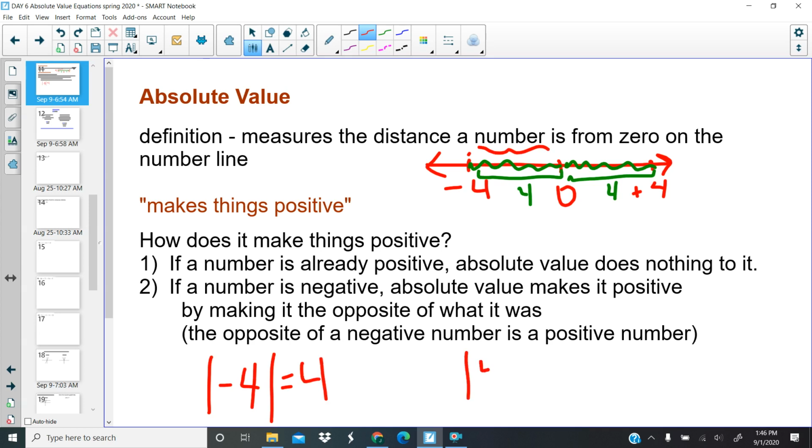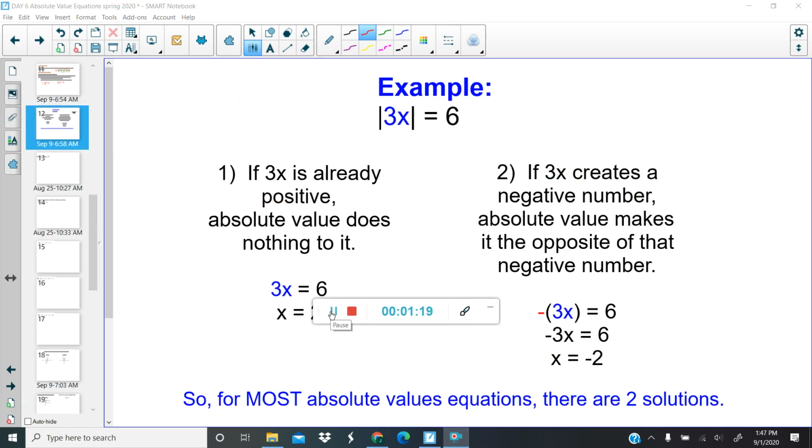Or if you have a number that is already positive, the distance it is from 0 is just going to be itself. So it's going to make negative numbers become positive, and it's going to leave positive numbers alone, and they're going to stay the same. So what we're going to work on today is actually solving absolute value equations. So like solving for x in these equations.